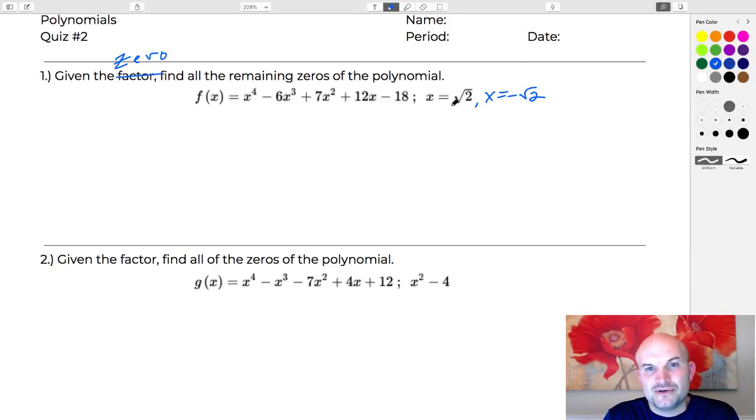So what I told them to do is, if you're given the zeros, just go ahead and write them as factors. We could write these as factors by setting them equal to 0 and subtracting. What we would have as far as our factors would be x minus the square root of 2 times x plus the square root of 2.